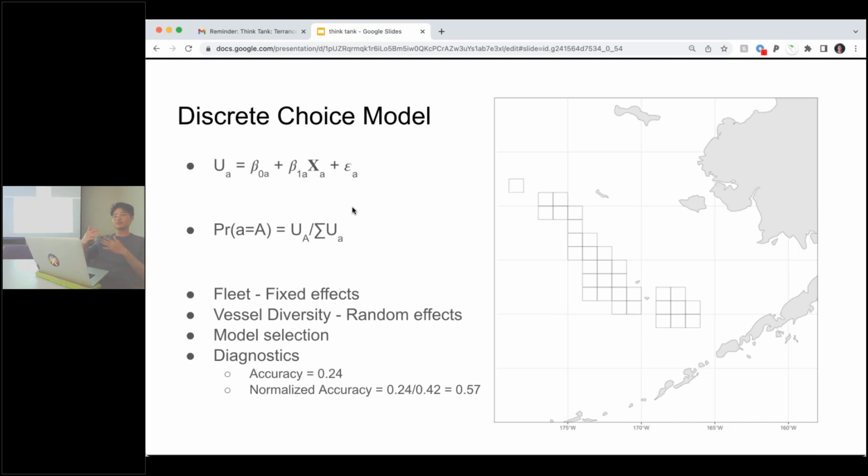So the maximum accuracy that this model can achieve is 42%. So if we normalize that, 24 divided by 42, is 57%. That's kind of fuzzy math. I don't know if it's the statistical way to go about things, but it's at least better. But the accuracy is based on the highest catch cell within a week. Yeah, the highest predicted probability or utility.